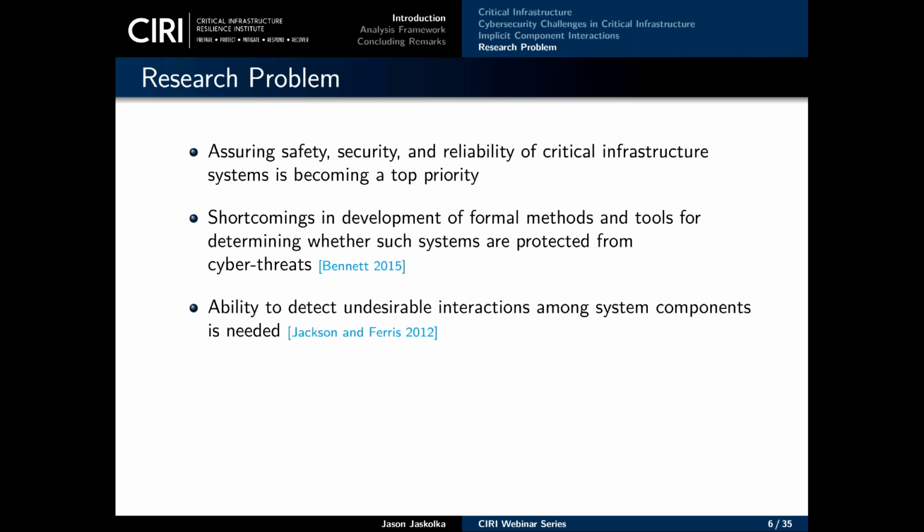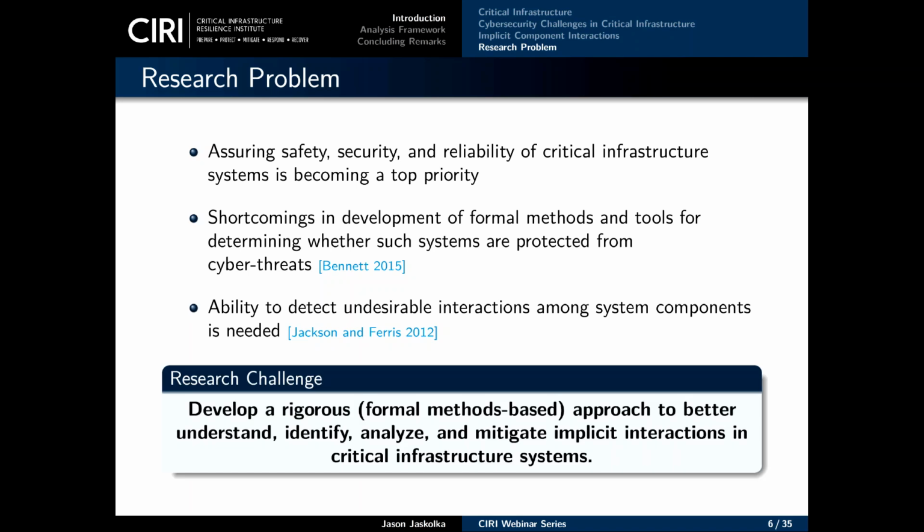So what we aim to do here is to develop a rigorous, and by rigorous I mean a formal methods-based approach, which is an approach based on mathematics, to better understand, identify, analyze, and mitigate these kinds of implicit interactions in critical infrastructure systems. So when I say critical infrastructure systems, I mean any system that would be deemed critical. And we can look at this in the broadest possible sense. So we're not focused on one specific sector, but really any of these systems, these kinds of interactions may exist.